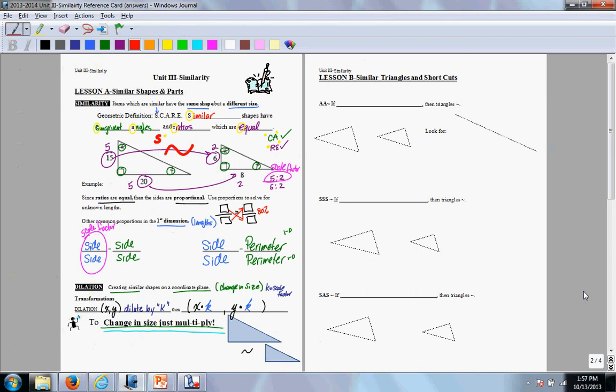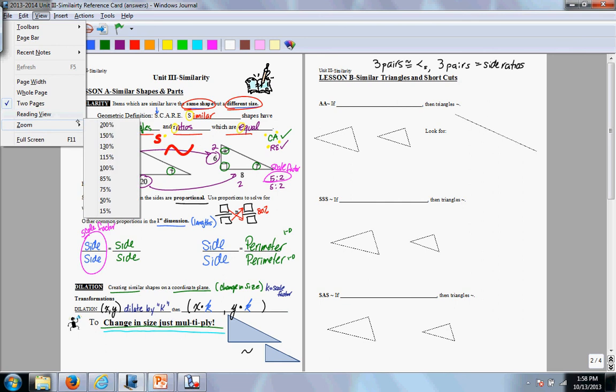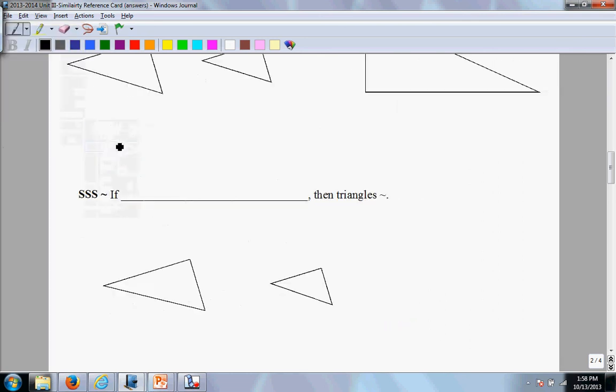So we learned last time that similarity means basically things that have the same shape but a different size. The technical definition is similar shapes have congruent angles and ratios which are equal. That means you have 3 pairs of congruent angles and 3 pairs of equal side ratios. In other words, you have a total of 6 pairs of items when things are similar.